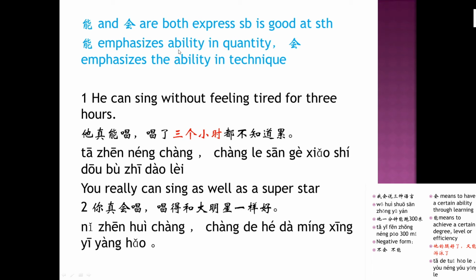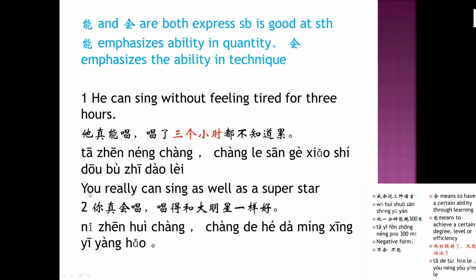Okay, next. So 能 and 会 both express somebody is good at something. And 能 emphasizes ability in quantity, and 会 emphasizes ability in technique. For example, the first one, he can sing without feeling tired for 3 hours. And in Chinese, 他真能唱，唱了3个小时，都不知道累. So here the 3 hours means that in quantity.